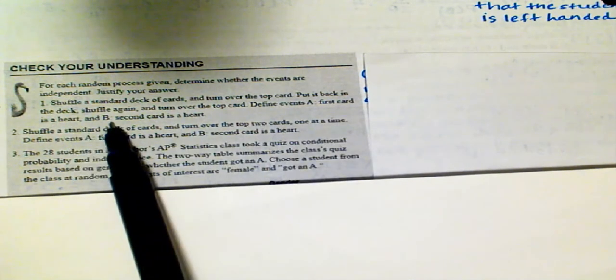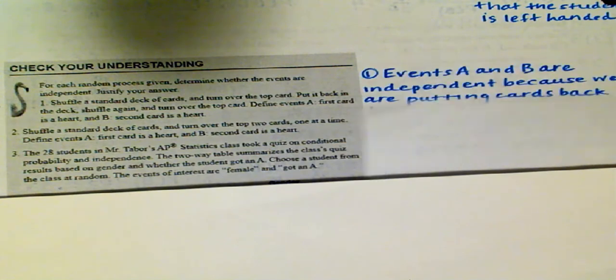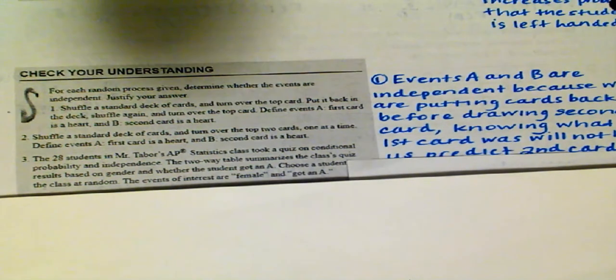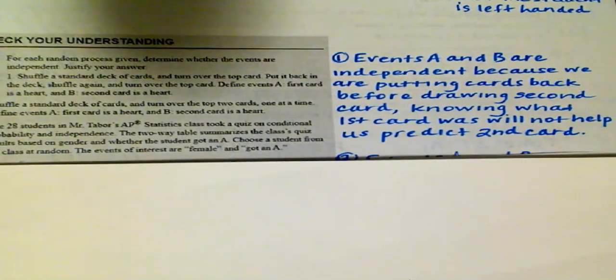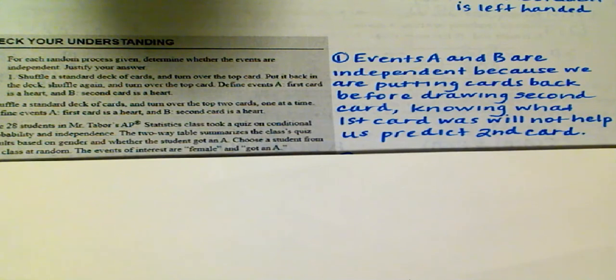Number 1, shuffle a standard deck of cards and turn over the top card. Put it back in the deck. Shuffle it again and turn over the top card. Define event A as that you get a heart, and event B, the second one, is a heart. Do you think those are independent? We've already kind of talked about this. The answer is yes, because you replace the card. Events A and B are independent because we are putting the card back before drawing the second card. Knowing what the first card is is not going to help predict the second card because you're putting it back.